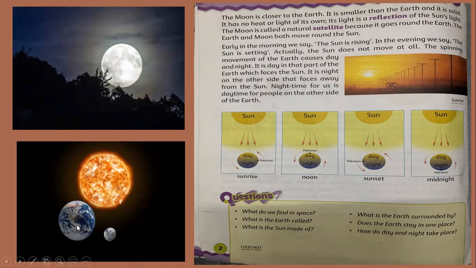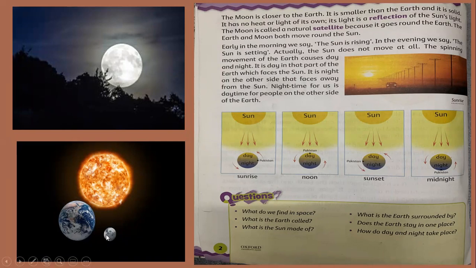Also, the earth is moving about its axis. It's spinning. And here they are saying the moon is called a natural satellite. What is a satellite? The moon is a satellite and the earth is a planet. They both look the same, small and big, but the same. Both are solid. The difference is that the earth, or you can say the planet, moves around the sun and the satellite moves around the planet.